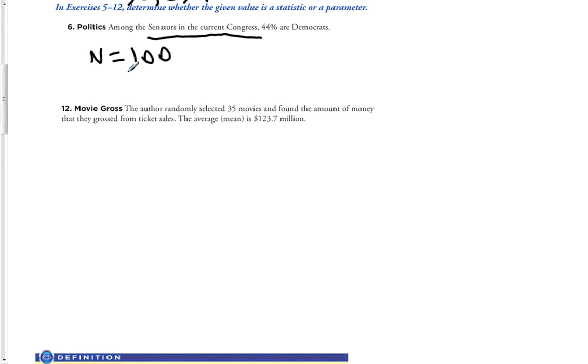So now, since we're looking at the entire population of senators, all 100, this 44% represents P, the proportion of Democrats is 44%. And because we're talking about the entire population of senators, all 100 senators, this is actually a parameter and not a statistic because we're talking about the entire population.